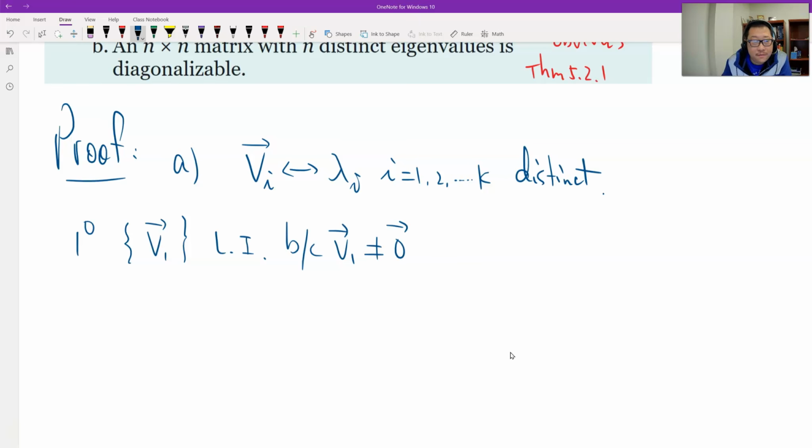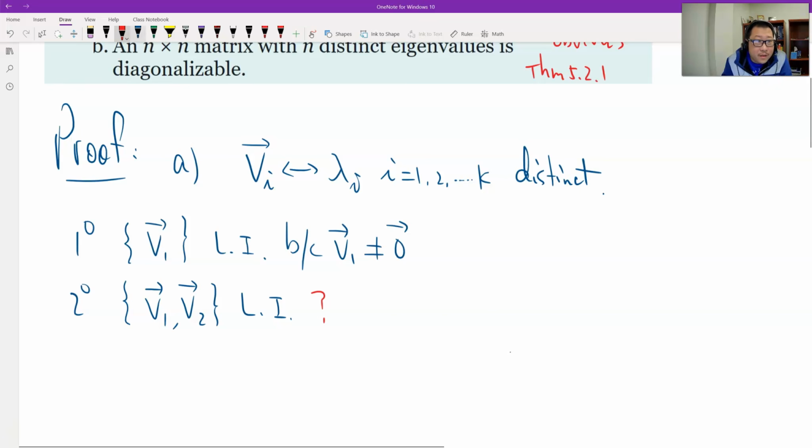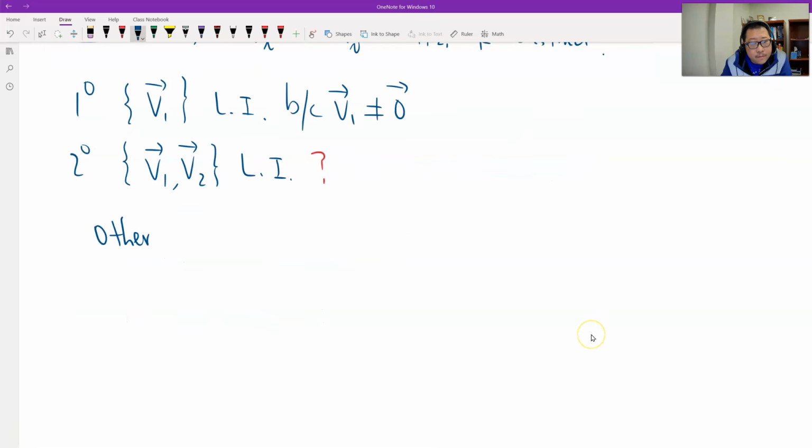Now if I look at two, for example V1 and V2, are V1 and V2 linearly independent? Think about this. What if they are linearly dependent? I should get something wrong, easily. Otherwise, if linearly dependent, let me simply say V2 is a linear combination of V1, which is a scalar multiple. We can get something wrong from here.